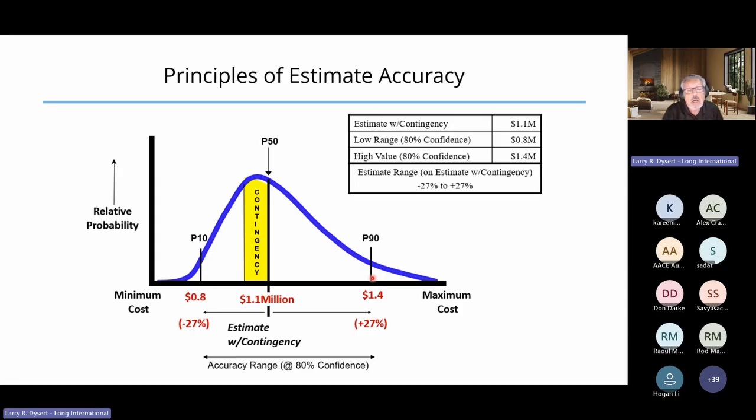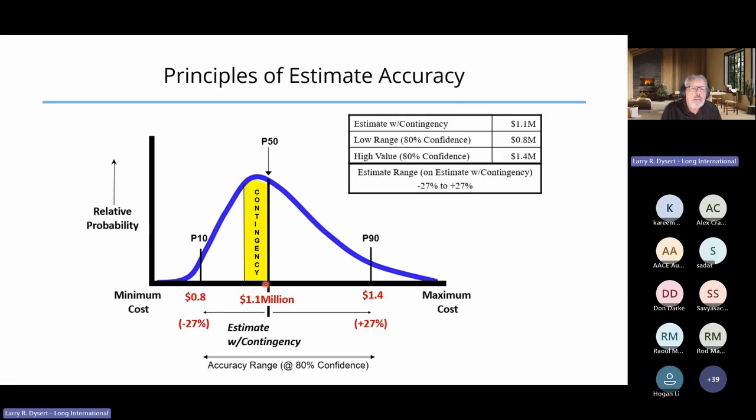Personally, I never like to talk about estimate accuracy in terms of percent, because if I do that, I have to add more information than just saying it's -15 to +30, or -20 to +40, or -27 to +27. If I talk about it in percents, I need to say, well, what is the confidence interval that applies to? I have to define the specific value, the selected value within this range of values where those percents apply.